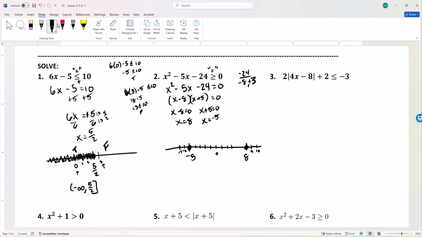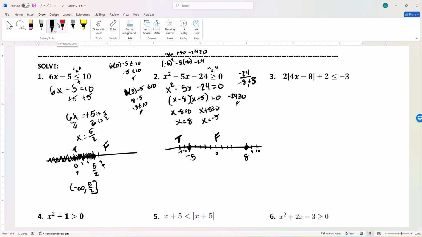So I can plug in negative 6. You get negative 6 squared minus 5 times negative 6 minus 24. That's 36 plus 30 minus 24. That is greater than or equal to 0, so that's going to be true. If I plugged in 0, I get negative 24 is greater than or equal to 0, because 0 minus 24, that's false. So this is false.